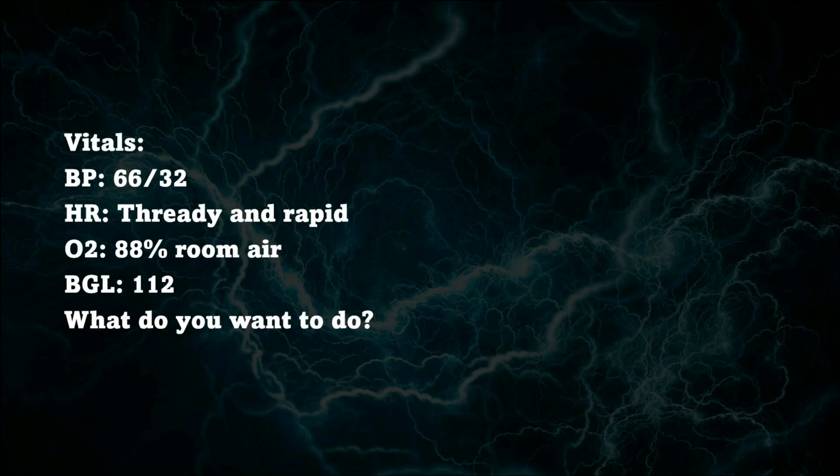BGL was 112, which is completely fine. And a patient who has had stroke-like symptoms and is pale and diaphoretic, always get a glucose on them to ensure they aren't hypoglycemic. Given that this patient has altered mental status, hypotension, and hypoxia, this patient is considered unstable.